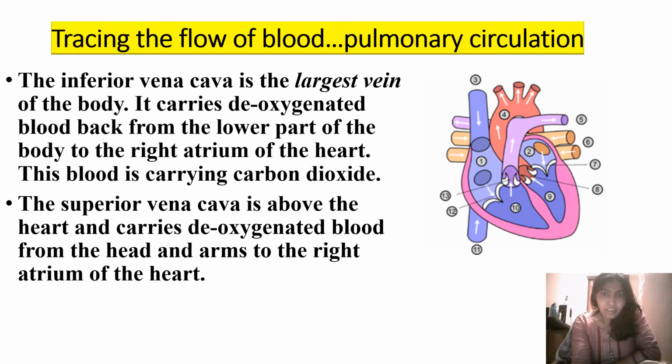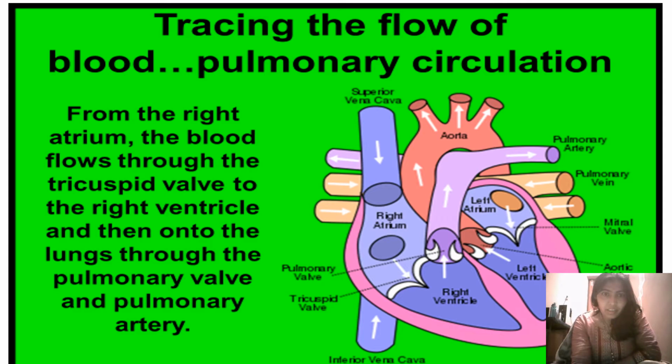The superior vena cava is above the heart and carries deoxygenated blood from the head and arms to the right atrium of the heart. And this is the structure of the heart showing the superior and inferior vena cava. And see, this is the structure of pulmonary circulation, how it takes place.